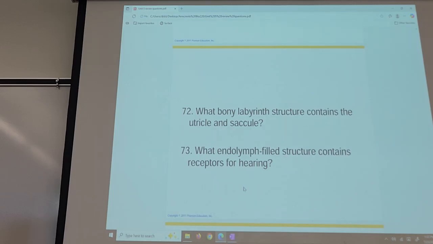What bony labyrinth structure contains the utricle and the saccule? The vestibule, okay? What endolymph-filled structure contains receptors for hearing? Scala media, or it's also called the cochlear duct, right? Because the clue is endolymph-filled structure, so you can't just say cochlea. Cochlea is part of the bony labyrinth. Endolymph-filled is the soft membranous structure, which is the cochlear duct.